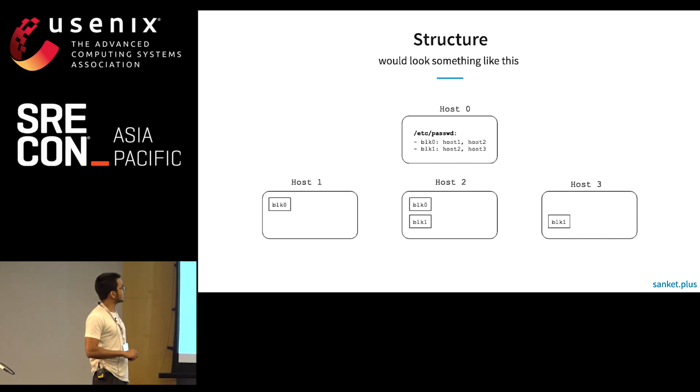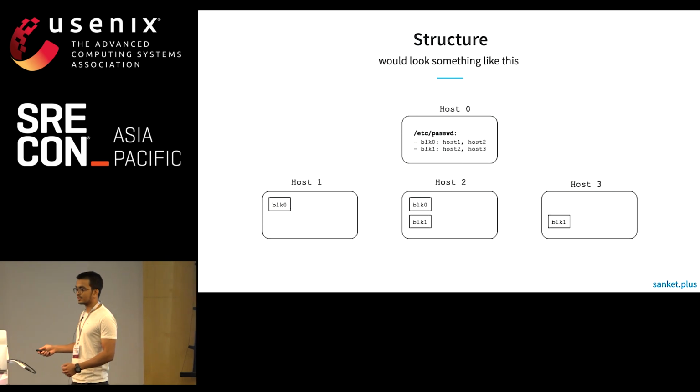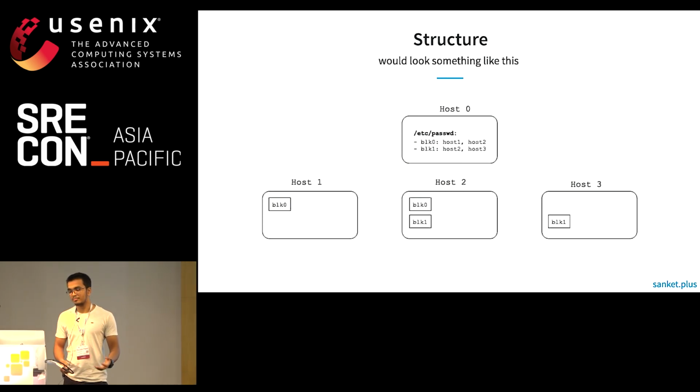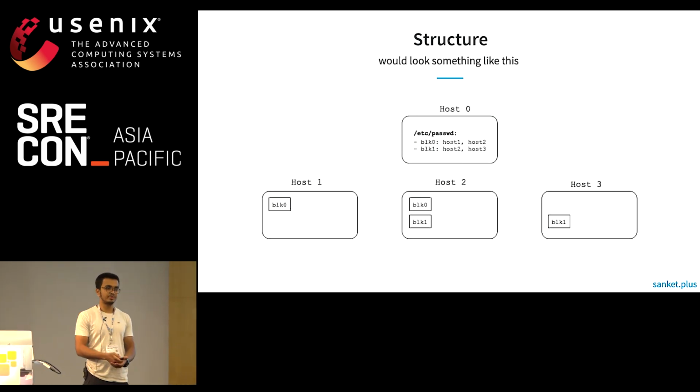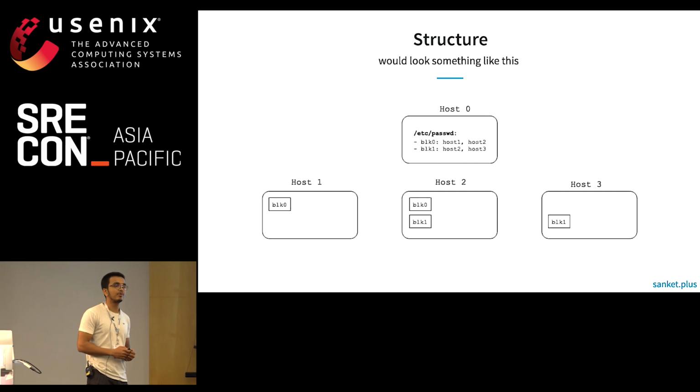So block 0 is placed on host 1 and 2, and block 1 is placed on host 2 and 3. Of course, this is configurable, but we've created two copies for now. Now this is what it will look like in our distributed environment. Now let's see how it solves our problems.